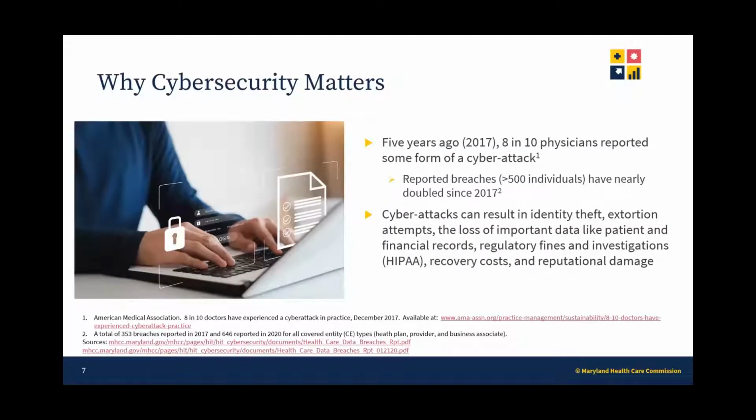So why does cybersecurity matter? Just a few years ago, 8 in 10 physicians were reporting some form of cyber attack. System downtime in healthcare can put patients at risk if physicians do not have all the information from a patient's chart that's needed for treatment. Hackers know this and target healthcare in hopes of getting substantial ransom to get systems back online. Even if a ransom is paid, there's no guarantee that the systems will be fully restored. It is essential for practices to take steps to mitigate the risk and impact of cyber attack. This includes cyber liability insurance to help with response and recovery.